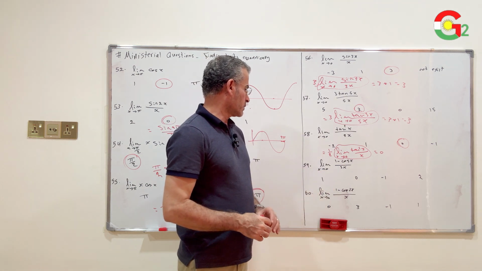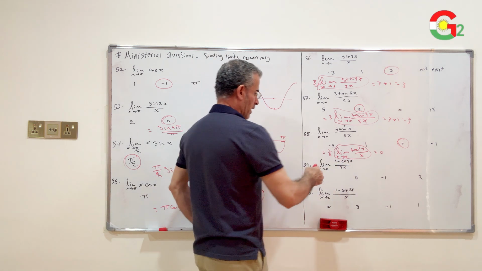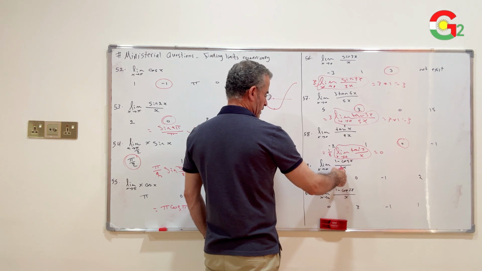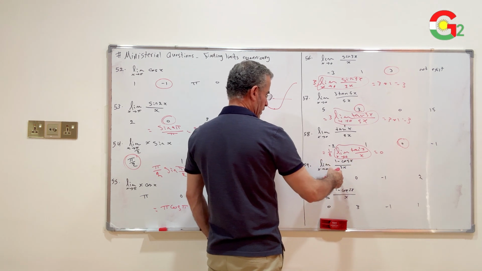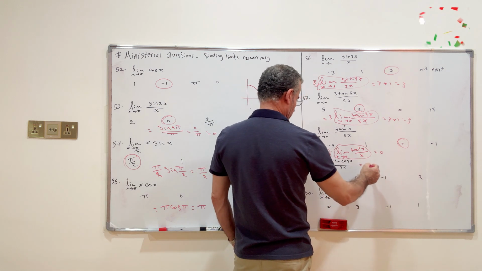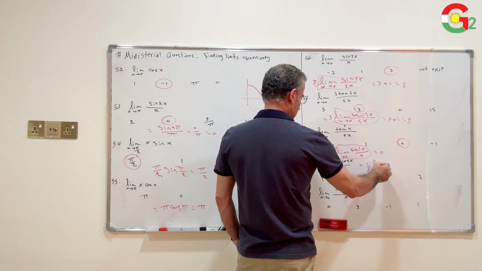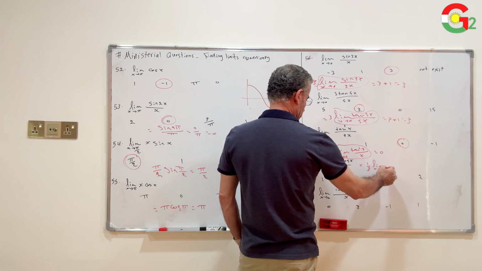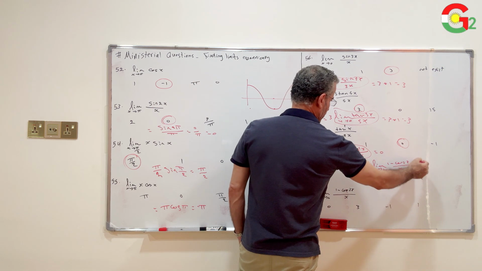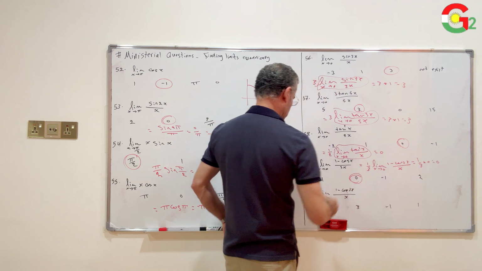59. Limit as x approaches 0 of 1 minus cosine x over 3x. The limit of 1 minus cosine x over x is 0. Let me solve it here. 1 over 3 outside the limit, as x approaches 0 of 1 minus cosine x over x, equals 1 over 3 times 0 equals 0. Choice B.